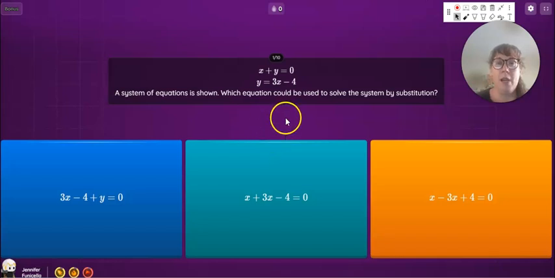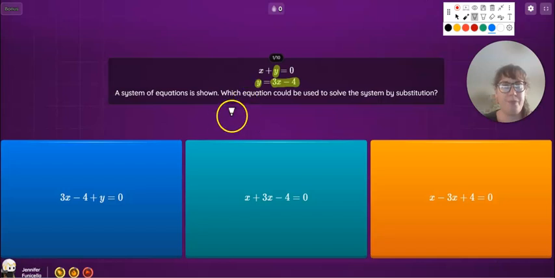We have x plus y equals 0 and y equals 3x minus 4. Now the first step in substitution is to get one of the variables alone. And in this problem, we already have y by itself, and we see that it's equal to 3x minus 4. So we can take 3x minus 4 and plug it in for y in the first equation. So that's going to look like x plus 3x minus 4 is equal to 0.